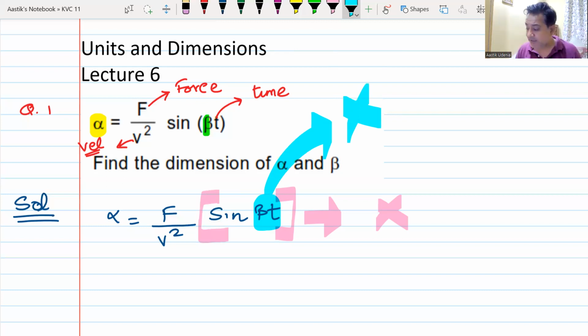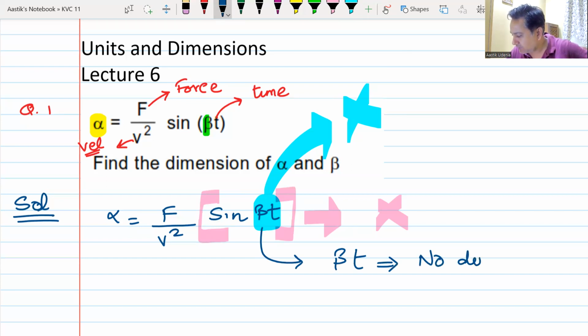Everyone understands it? Now, this blue quantity does not have any dimension. From there, we can find out the dimension of beta. Then I can write this beta into t should be dimensionless. No dimension. That means beta should have dimension opposite to that of time. So beta will have dimension of 1 by t.